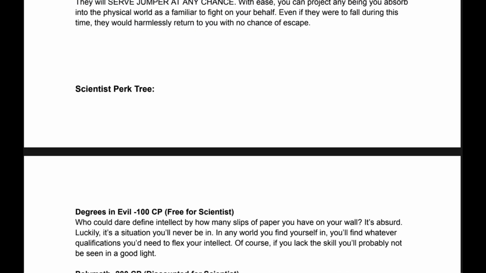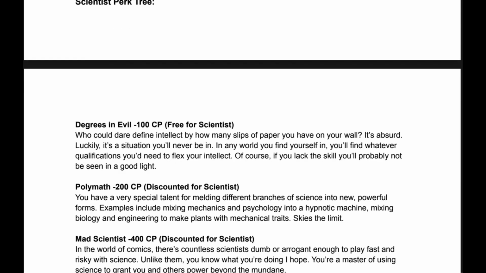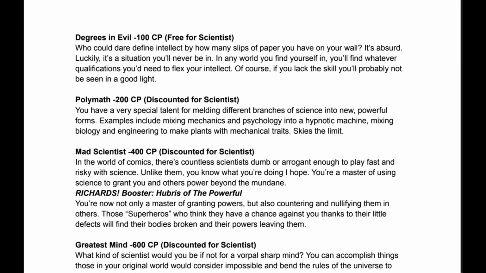For a lot of people, Doctor Doom is probably best known as a scientist, and this is the origin that allows him to best shine. It can be very handy for technological jumpers. The first perk in this origin, which is free for scientists, is Degrees in Evil. This makes it so that you are always going to be able to flex your intelligence in any way, shape, or form is fitting for the world.